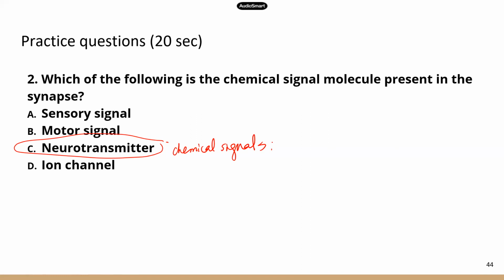So if you recall, the neurotransmitter involved in muscle control is acetylcholine. Acetylcholine can diffuse and bind to receptors on a muscle fiber. And this is how a muscle fiber or a muscle cell gets excited and contracts under the control of the motor neuron. All right, so correct answer is C.